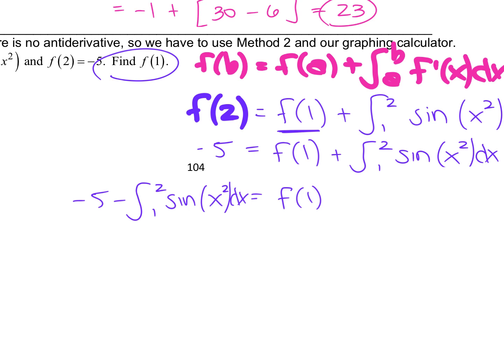And I get in my calculator, f of 1 is equal to -5.4945. Is that what we all got? If you didn't get the right answer, you're probably not in radians. Be careful.